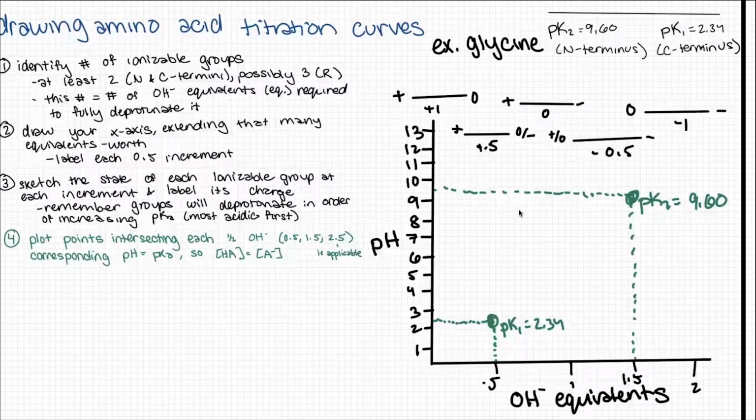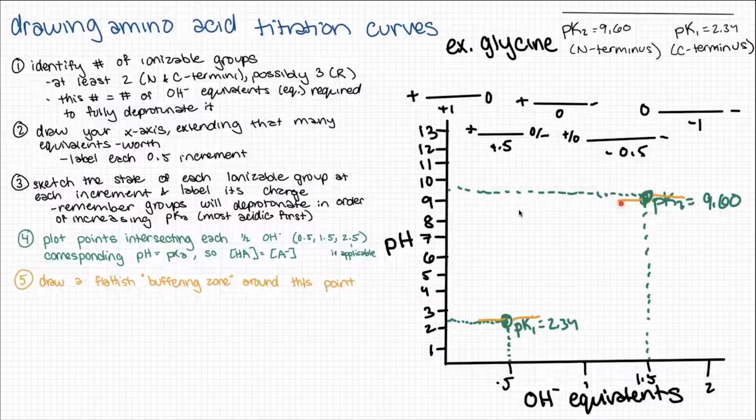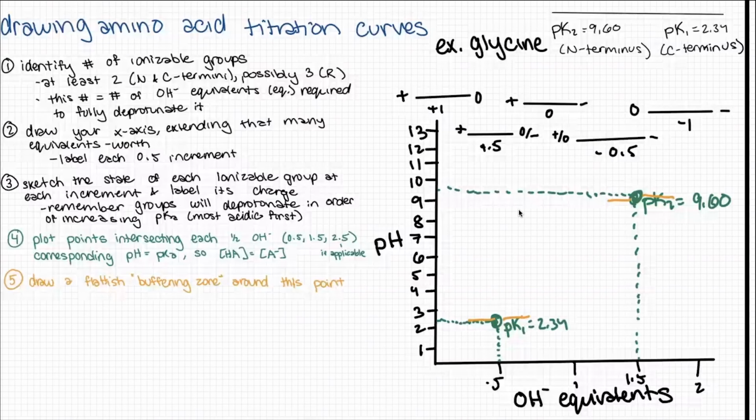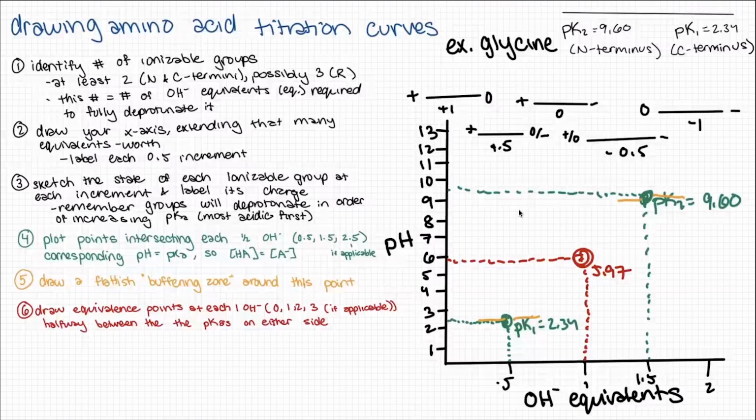Now what we're going to do is draw our flattish line around here representing that buffering zone, where we have basically enough of the conjugate acid to neutralize any base and enough of the conjugate base to neutralize any acid. So the pH wouldn't change much if you added some. But then what's going to happen is you're going to deplete the acid as you add more and more of your OH minus equivalents. When you deplete all of it, you're going to get to the equivalence point, which is going to correspond to full OH minus equivalents.